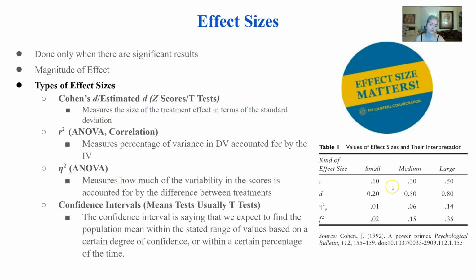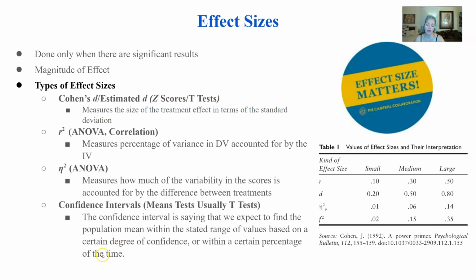And just like correlations can be small, moderate, and large effects or strengths, your effect sizes have small, medium, and large boundaries as well. So this is kind of a guideline for R squared, Cohen's d, partial eta squared. All of these tell us what the threshold is for whether it's considered a small effect, a medium effect, or a large effect.